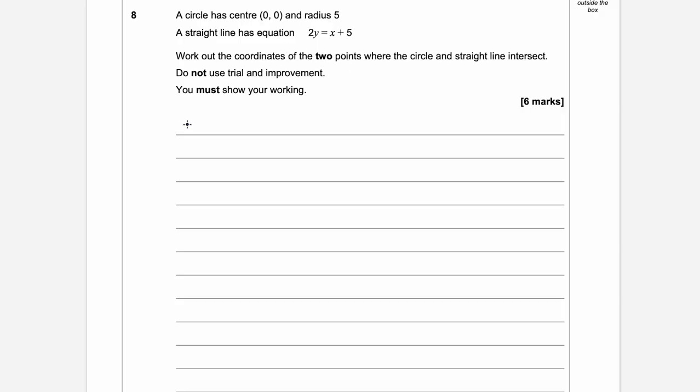Okay, so the equation of the circle. That is x squared plus y squared, because the center is 0, 0. It's (x minus a) squared plus (y minus b) squared, where a and b is the center, but obviously it's just 0. And then equals radius squared, 5 squared, which is 25. So this equals this. Okay, then I'm going to solve simultaneous equations.